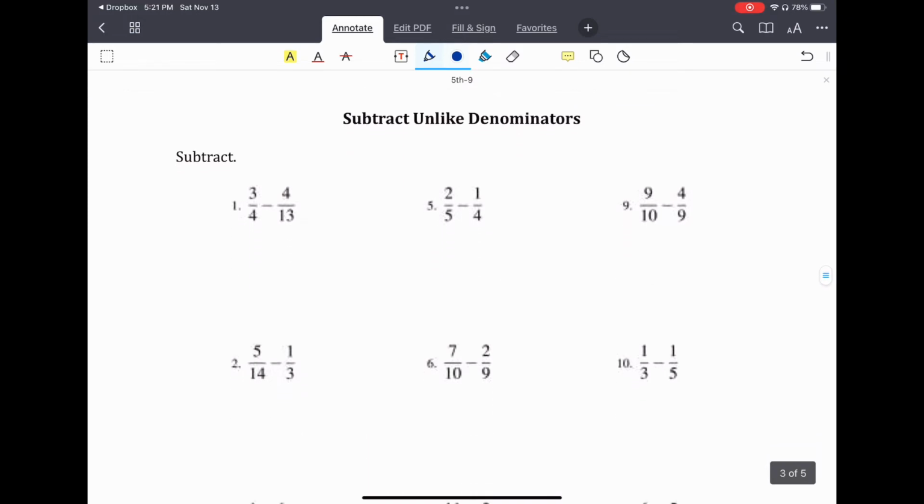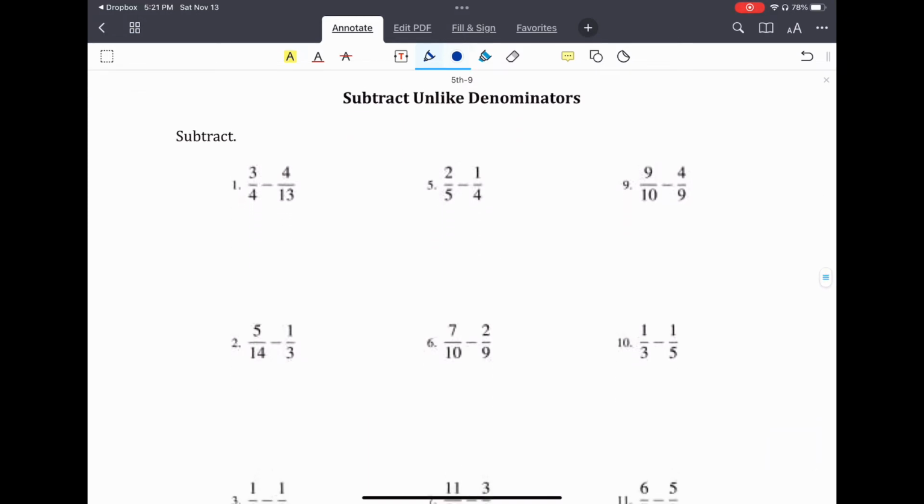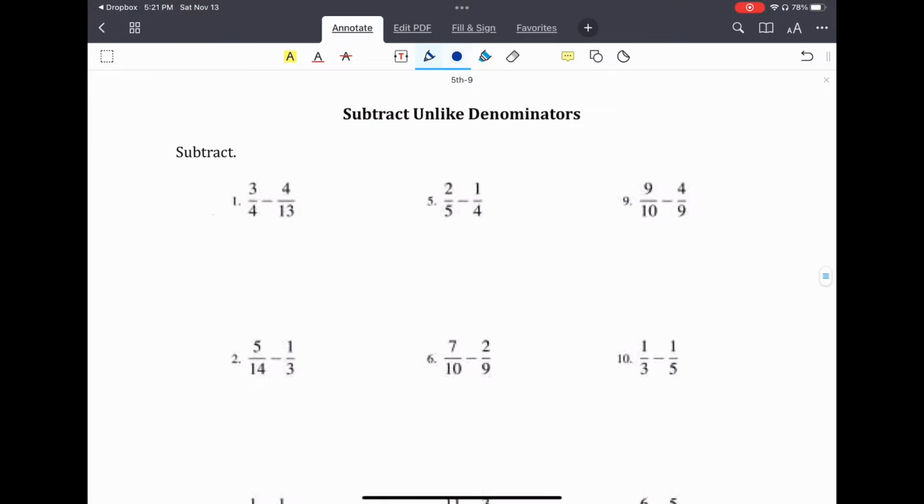Now subtracting unlike fractions is the third section. It says subtract, and we're going to do number 1 together. So it is a little bit blurry, but I think you can read it a bit. It says 3/4 minus 4/13. So unlike the first section, we have unlike denominators. We have a denominator of 4 and 13.